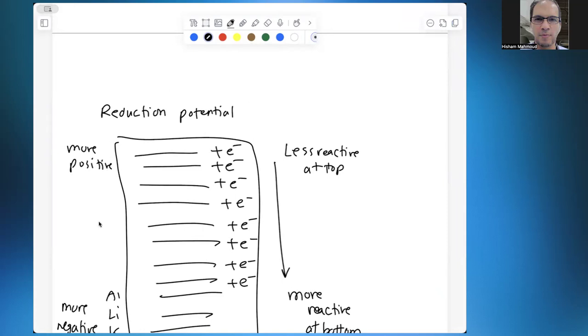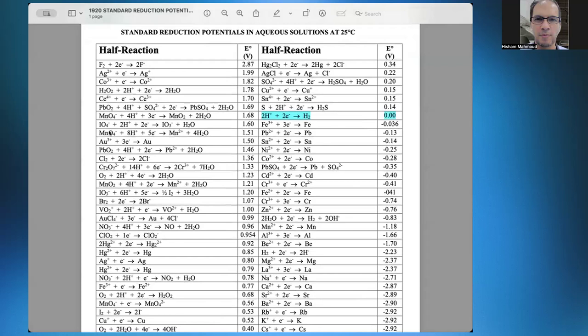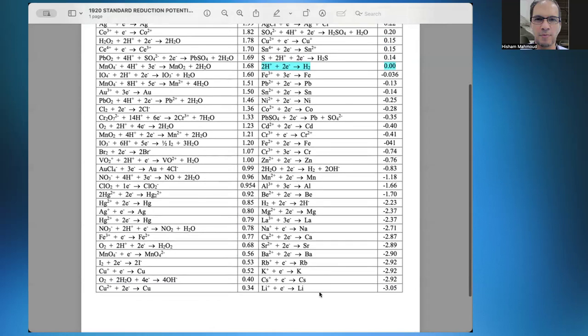So let's have a look at it. This is the table, the reduction potentials. If I look here, I will see that all of the reactions are reductions. The table is called the reduction potentials. It's not called oxidation potentials. It's only called what? Reduction potentials. Then I will see the elements at the top here are the least reactive elements, but the ones at the bottom here are the most reactive. And I will see that the number here is what? The number here is a more negative number, right?